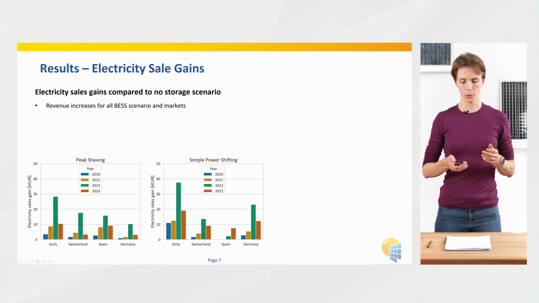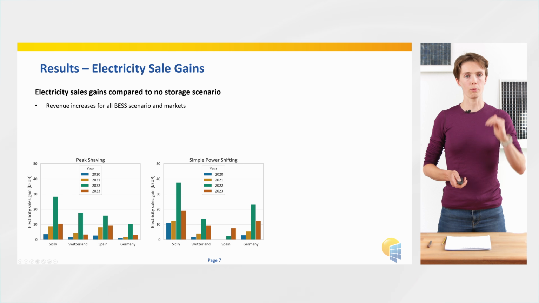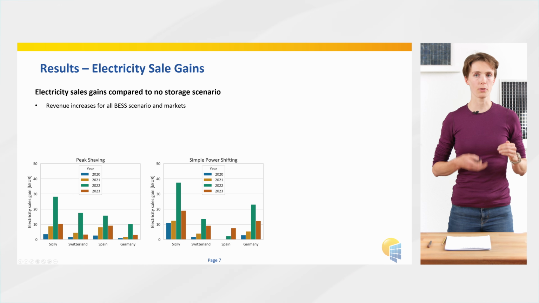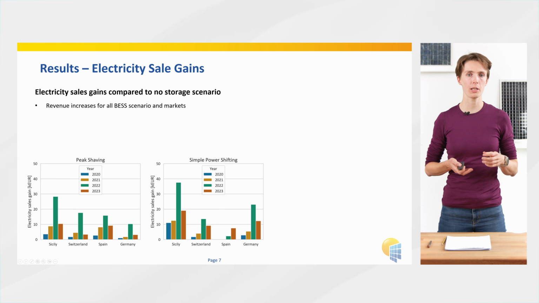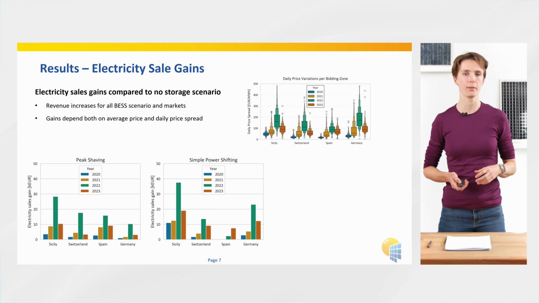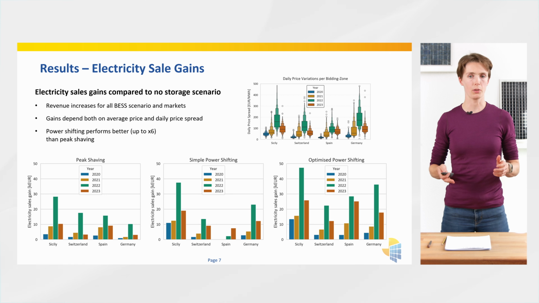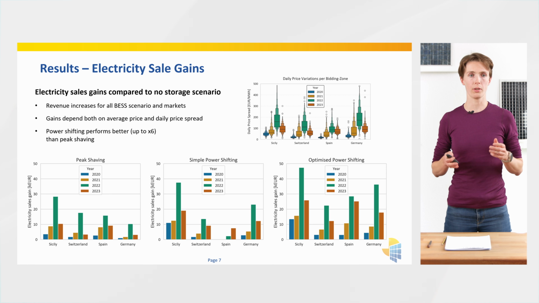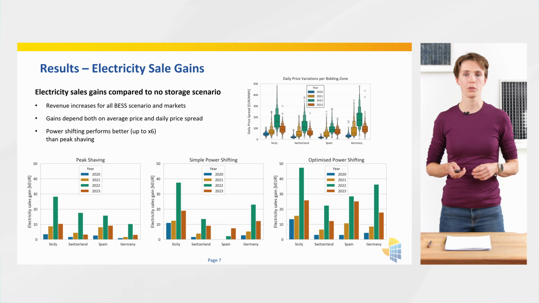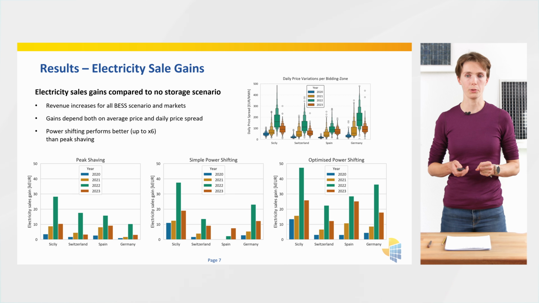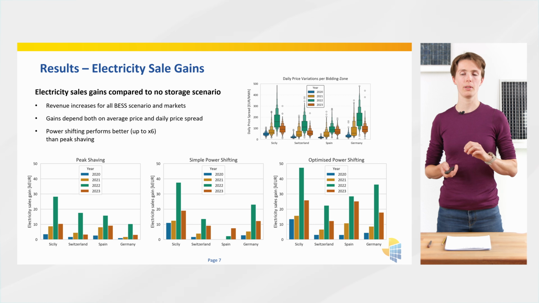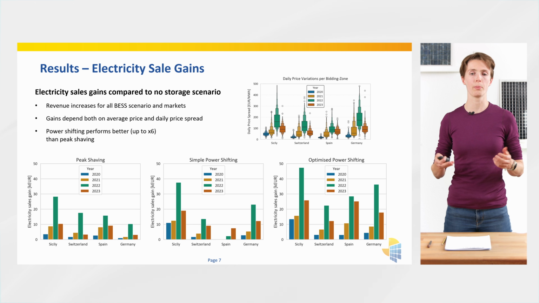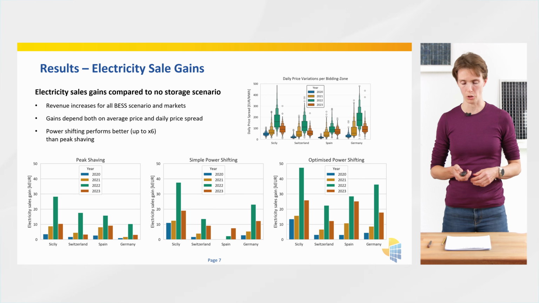What's also interesting to note here is that the amount of gain that you have depends not only on the mean electricity price, but also on the daily price spread. And finally, in my last scenario, the optimized power shifting, I have an even larger electricity sales gain. I've reached almost 50,000 euros in Sicily in 2022. And even for Germany, I have huge increases as well, reaching up to a 6-time increase compared to peak shaving. That increase can be explained by the large amount of negative prices that can occur in Germany.